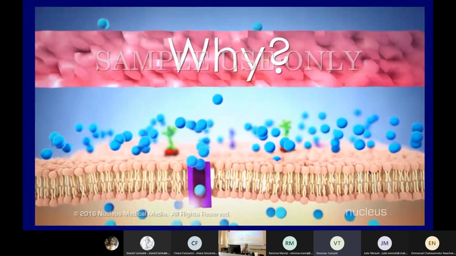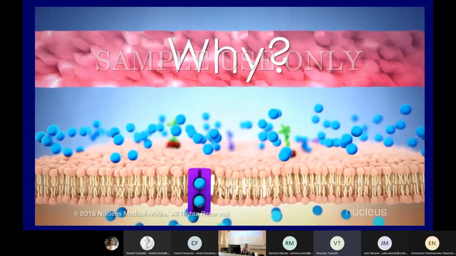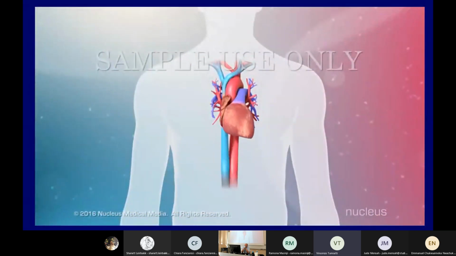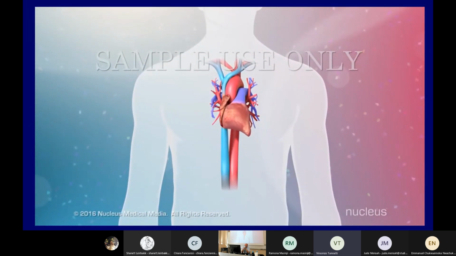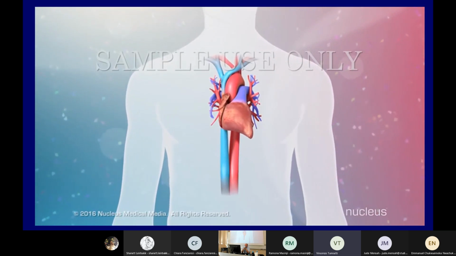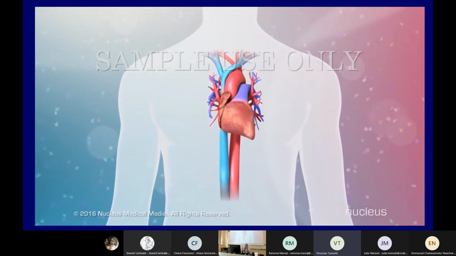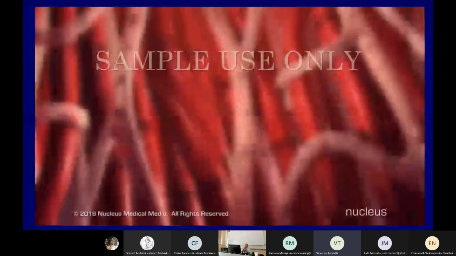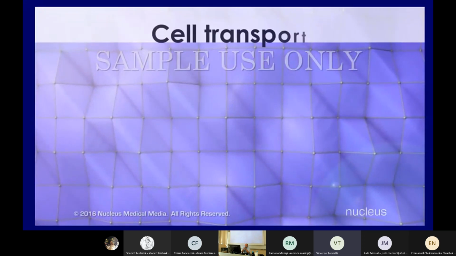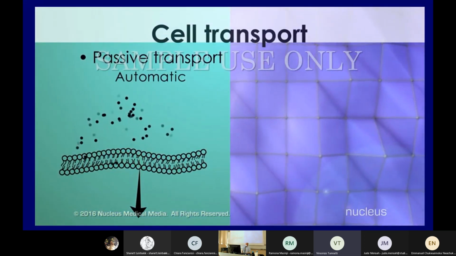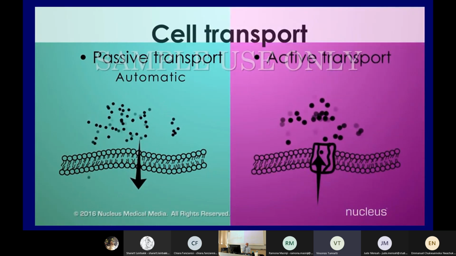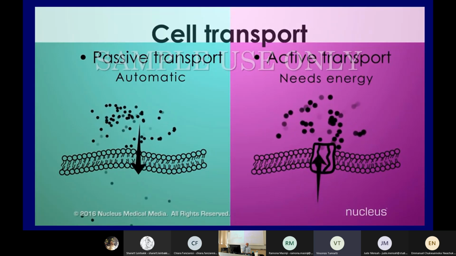Why would the cell need to move particles from a low to high concentration and expend energy to do it? An important example is seen in your heart muscle cells. In order for your heart to beat, there are certain molecules that have to move from an area of low concentration to an area of high concentration for those cardiac muscle cells to work. So the main things to remember are: passive transport happens automatically with no energy required, while active transport needs energy for it to occur.